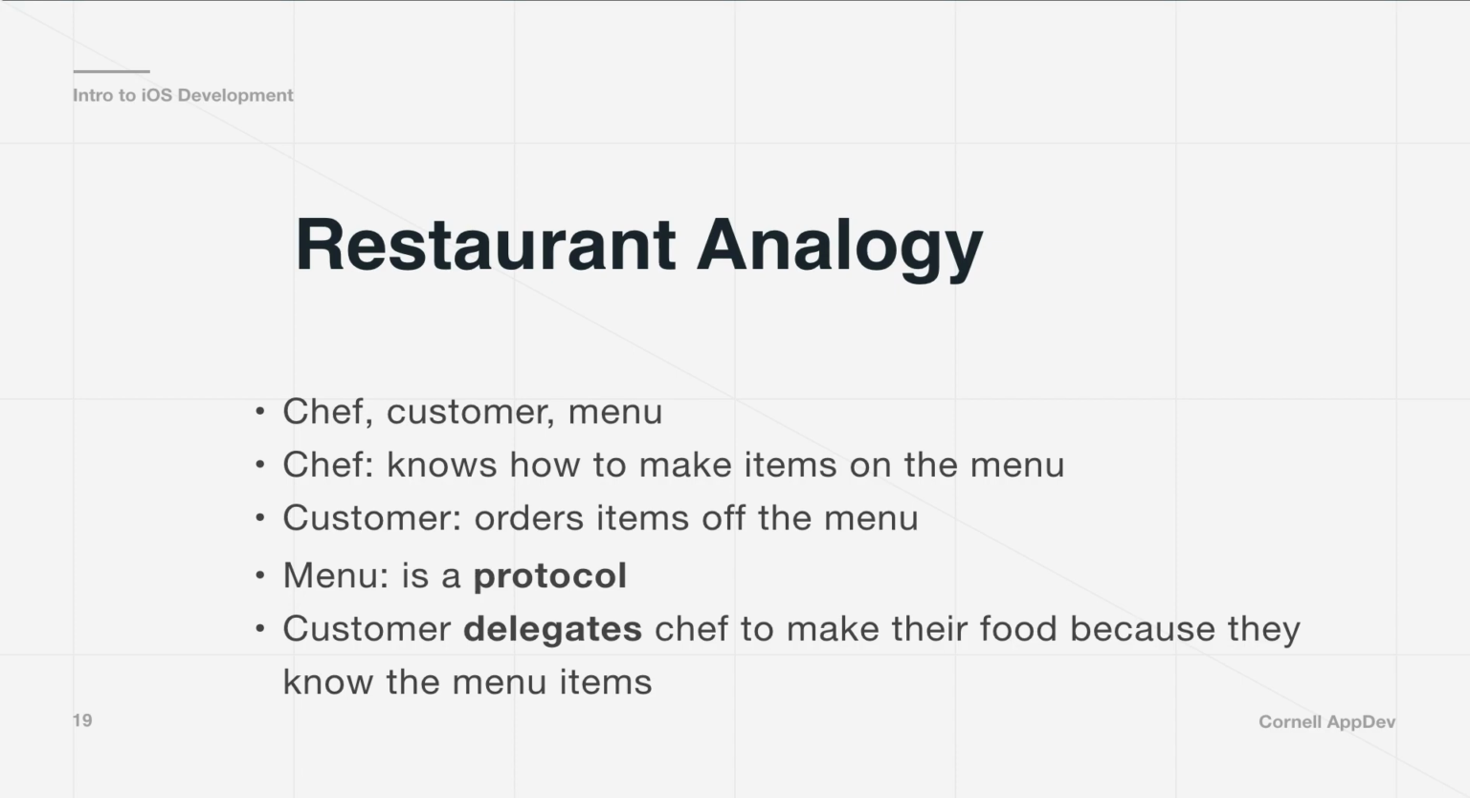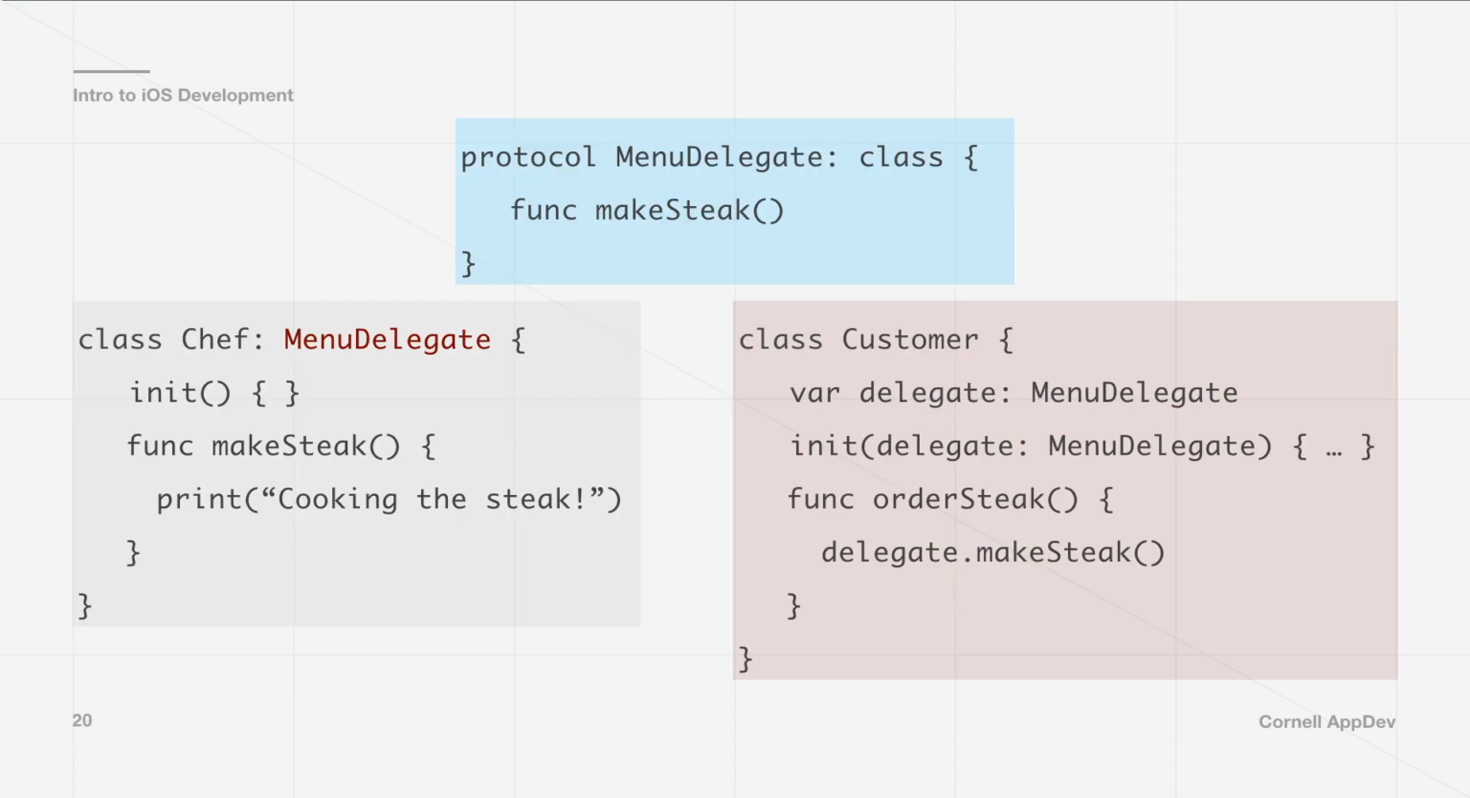All right, so let's see this in a code example. Let's say we have a protocol called MenuDelegate, and this delegate has just one function. So this is like our menu. Let's say there's just one item called steak, and it's going to be just a function called makeSteak. And then let's say we have a chef, and the chef implements the MenuDelegate.